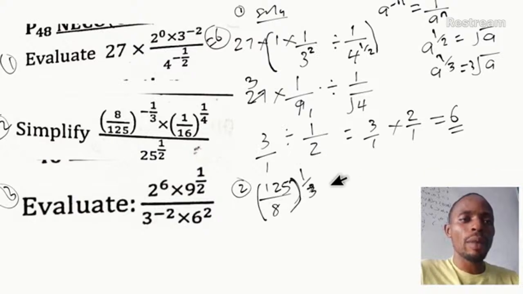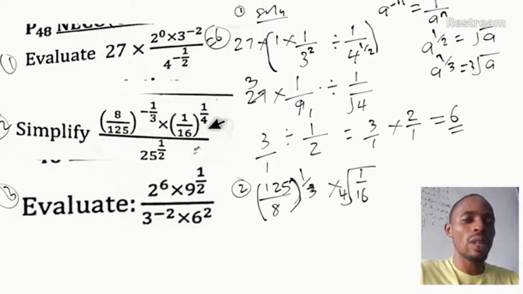So we have multiplied by, and in this place we have the same thing. This 1 over 4 is saying find the fourth root of this question. So it means that we have the fourth root of 1 over 16. We want to find the fourth root of this 1 over 16.